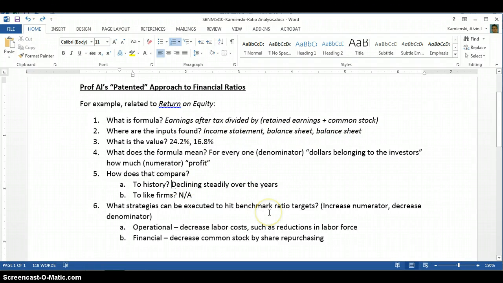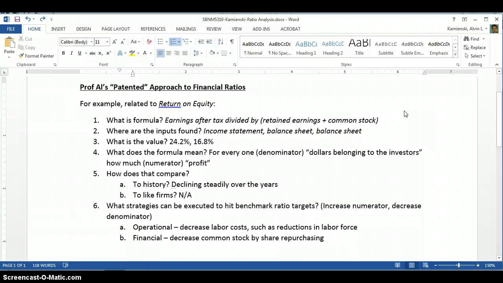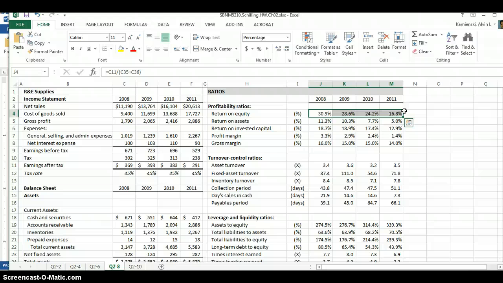So now I can ask, well, how does that compare? Well, if I look at these, I can see that those have been steadily declining over time. That's what you would call a horizontal or linear analysis. Versus, you could do a comparative analysis. If we had data for other firms that were similar to R&E Supplies, we could see whether or not our 24 and 16% of recent compared favorably or disfavorably against other firms, so we could benchmark ourselves not just against history, but against trends in other firms in our industry.